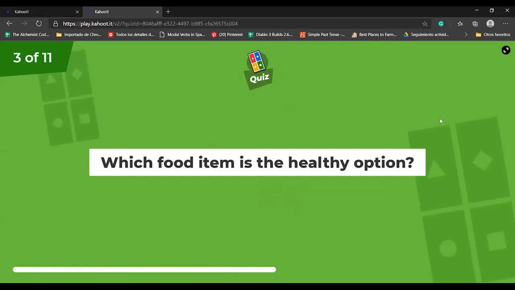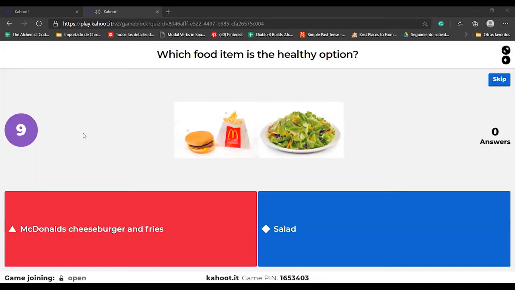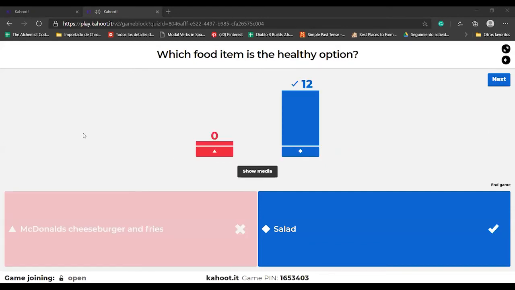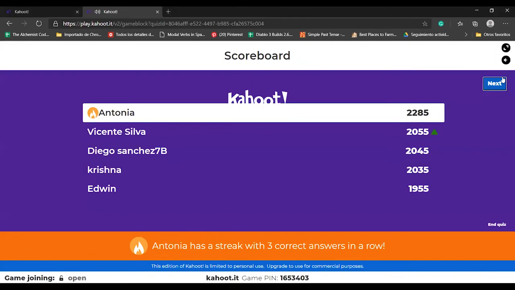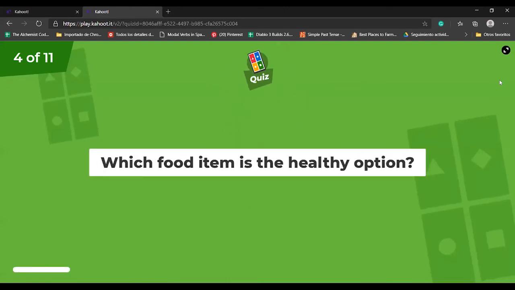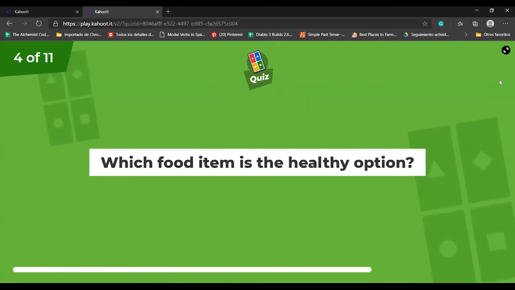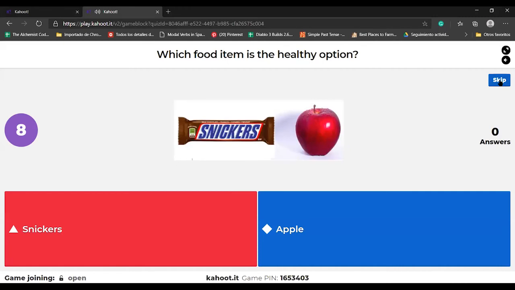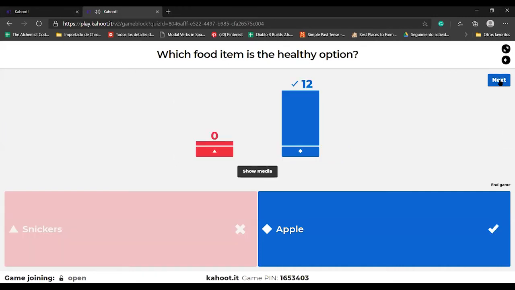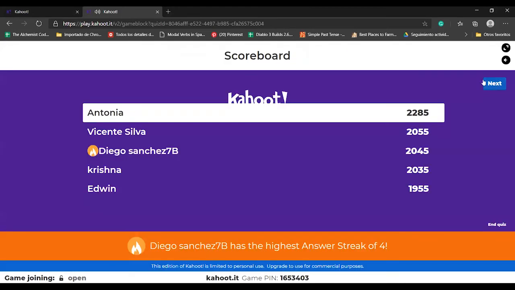Okay, the same. Which one is the healthy option? A McDonald's cheeseburger and fries or a salad? Excellent. So everybody answer the salad. Well done, guys. Next one. Okay. Again, what's the healthy option? The sneaker or an apple? Sneaker. Come to a sneaker. Excellent.